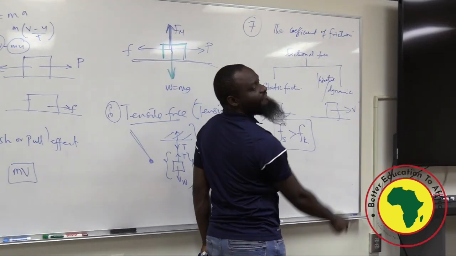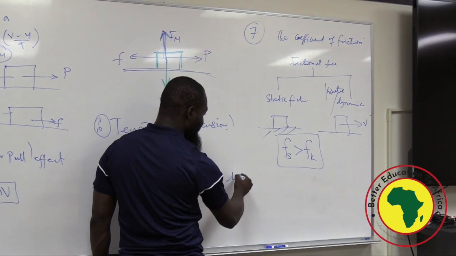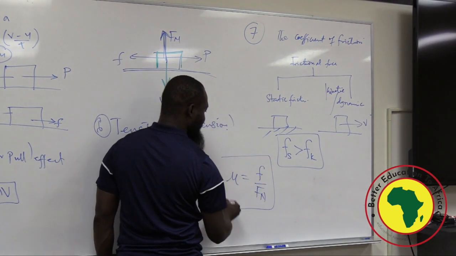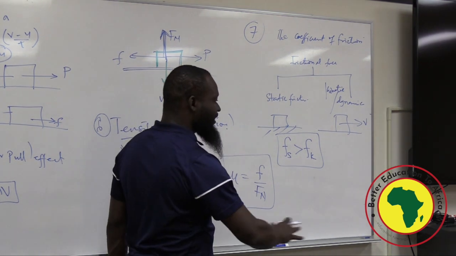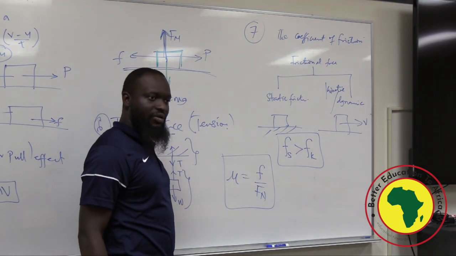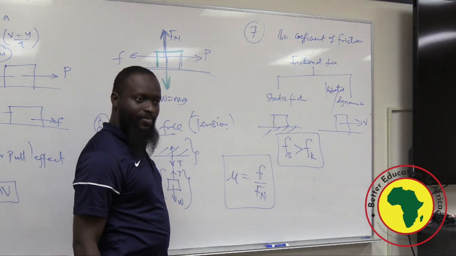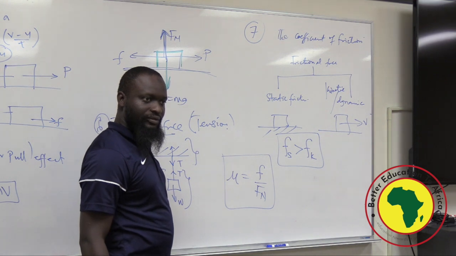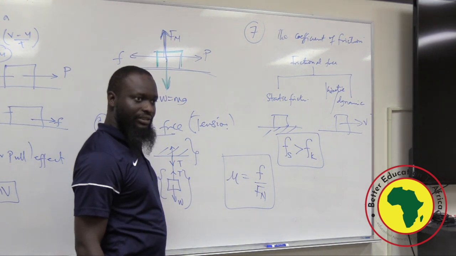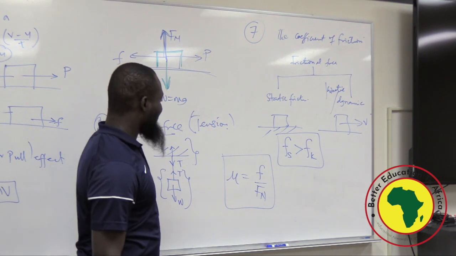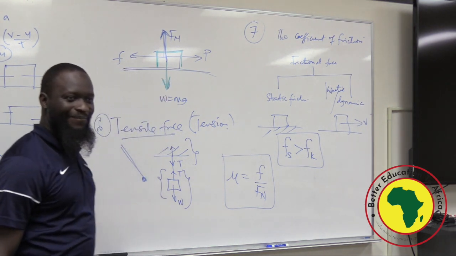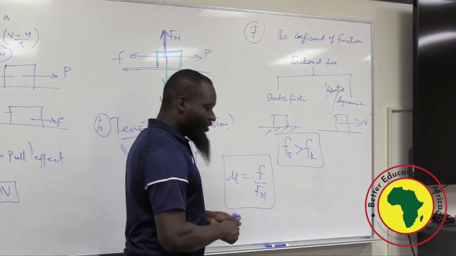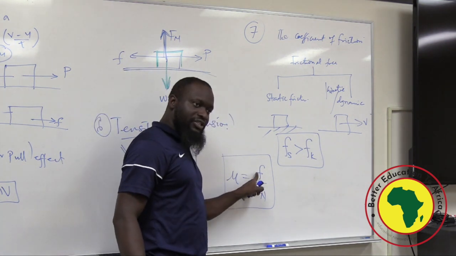Now, what is the coefficient of friction? The coefficient of friction is a ratio of the frictional force over the normal force. It's a constant for a given surface. Are we good? Actually, explain that last one more time. There's what we call the coefficient of friction: the frictional force divided by the normal force is the ratio.